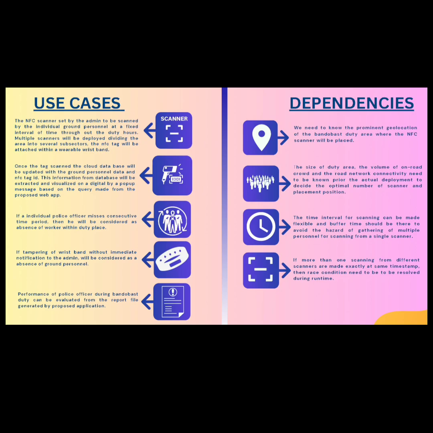For our dependencies, we need to know the prominent geolocation of the bandobast duty area where the NFC scanners will be placed. The size of the duty area, the volume of the on-road crowd, and the road network connectivity need to be known prior to the actual deployment. The time interval for scanning can be made flexible and buffer time should be there to avoid the hazard of gathering multiple personnel. If more than one scanning is done at exactly the same time, then the race condition needs to be resolved.